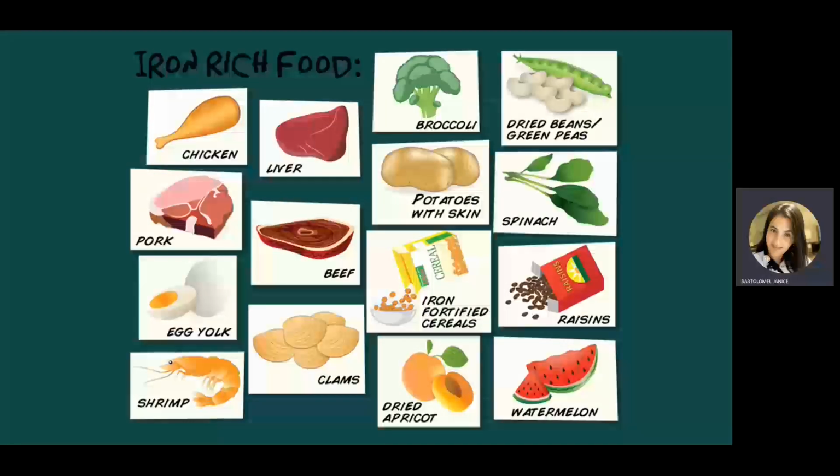Here are the iron-rich foods, as I was mentioning earlier. It could be your red foods, it could be broccoli, potatoes, some spinach, raisins, apricots, and eggs are high in iron.